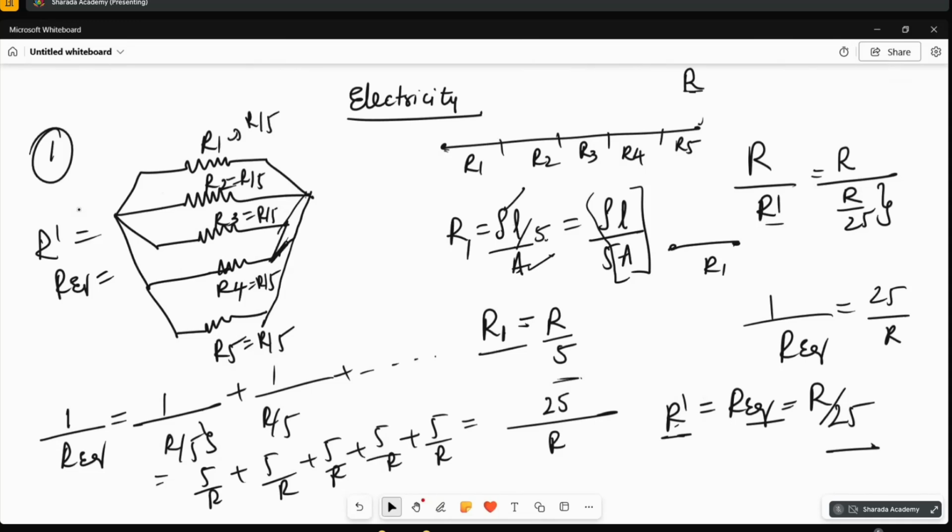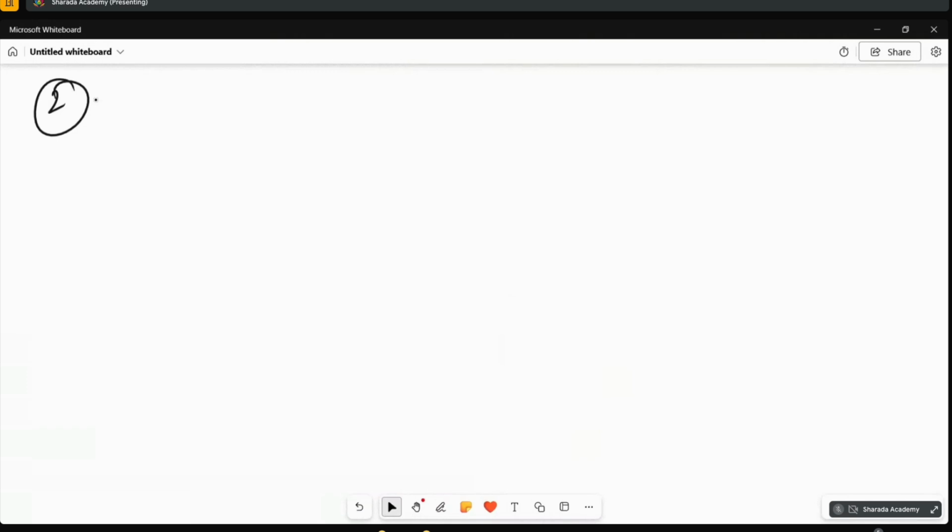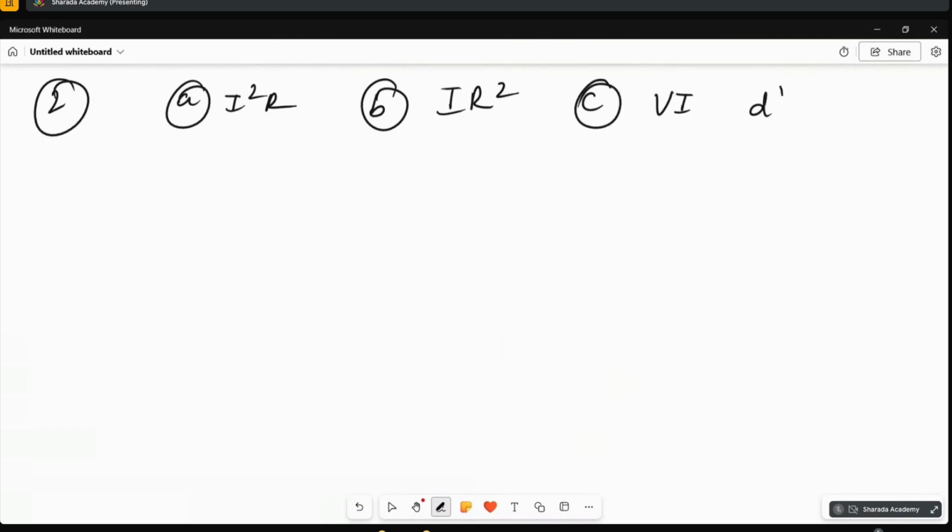The following terms do not represent electric power in the circuit, which they will not tell. They have given the 4 options: A, I square into R; B, V into I R square; C, V into I; D, V square by R.